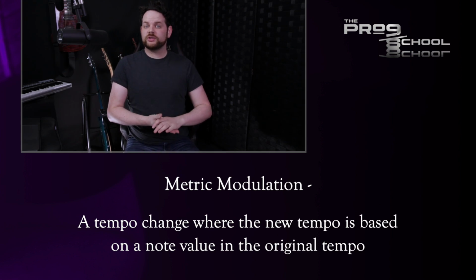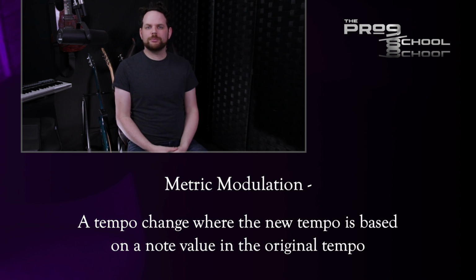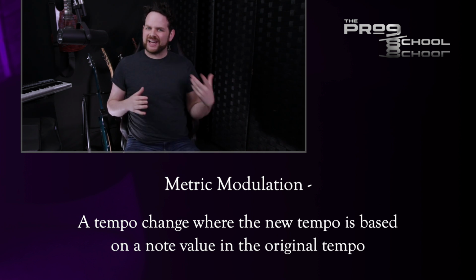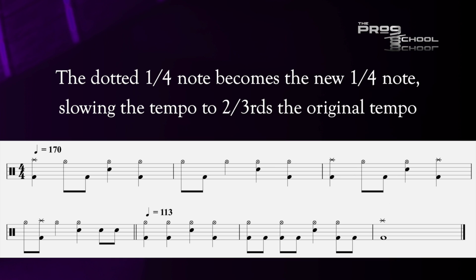A metric modulation is when a tempo change happens and it's based on a note value in the original tempo. A simple example would be a dotted quarter note becoming the new quarter note. This makes the tempo slower as the dotted quarter note is longer than the original quarter note.